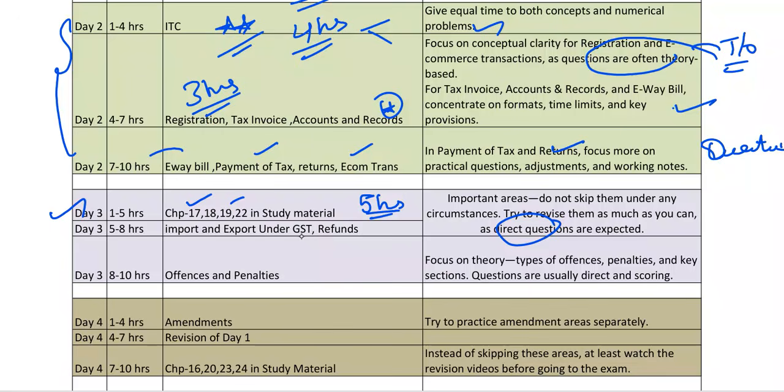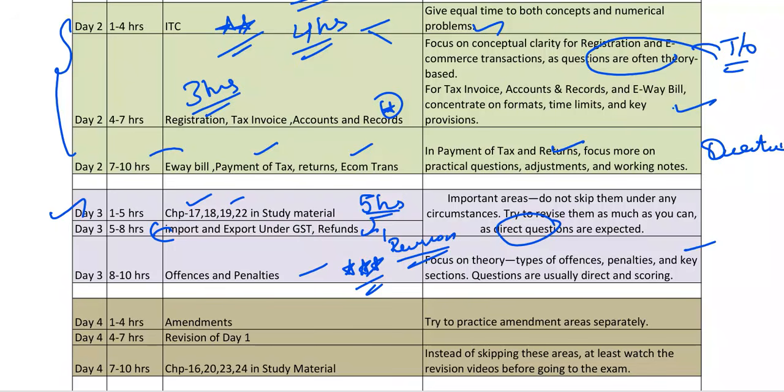I have also included import and export under GST and refund. If you are weak in these areas, at least watch a revision video. Watch any kind of revision video by the faculty and revise the test your knowledge and illustrations if you are weak in these areas. Next, offences and penalties, very important. As I could see, definitely one question, either in MCQs or descriptive, is coming in your exam. So I don't want you to skip these areas.